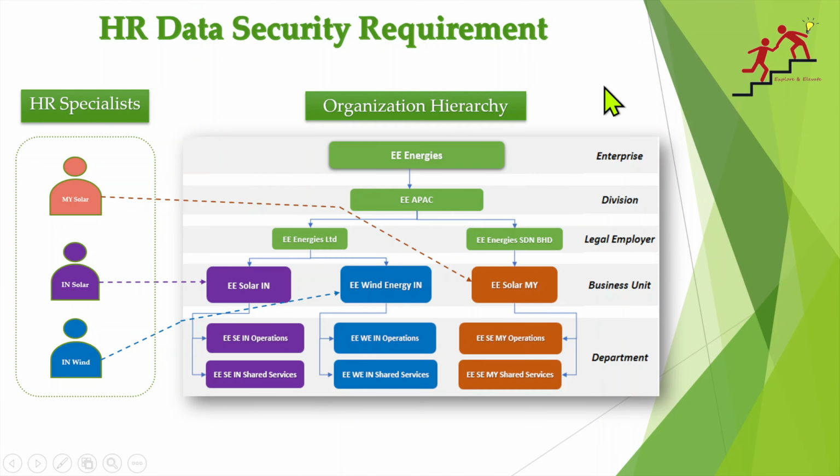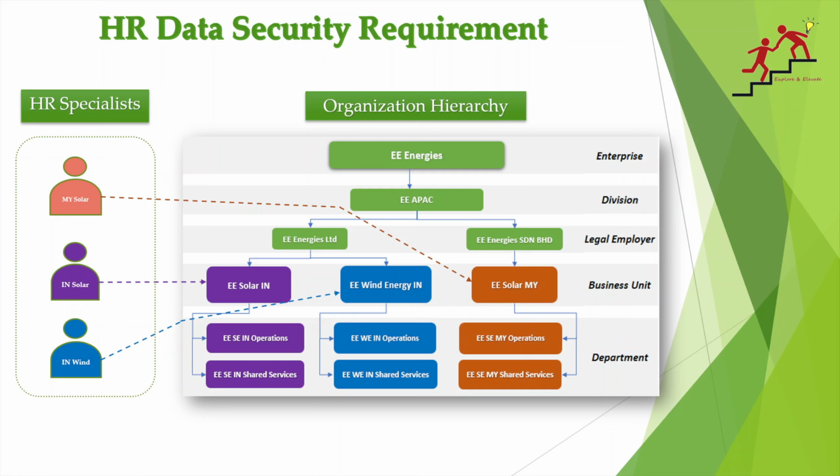As you can see here, this is the generic organization hierarchy we are going to use for our demonstration today. Why we are saying this as a generic organization hierarchy is because this hierarchy has got organizations of many classifications. If you see here, we have enterprise on the top node, then division, then legal employer, then business unit, and then departments. Okay, now let's get into our requirement on the data security.